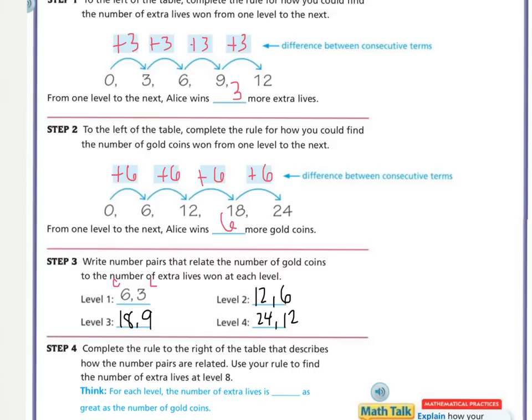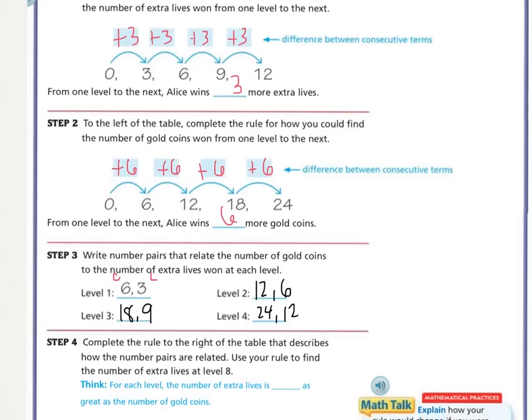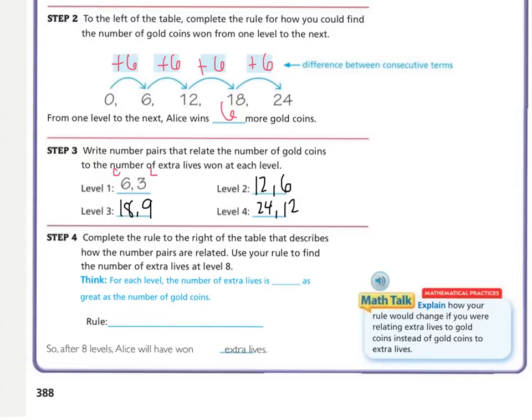So you should have ended up with 12, 6, 18, 9, and 24, 12, making sure that you kept them in the same spot, so that you wrote coins first and lives second. So now we need to finish answering our first question, which was write a rule that we could use for any level. If we complete the rule to the right of the table that describes how the pairs are related, and then use the rule for the second question, extra lives at level 8.